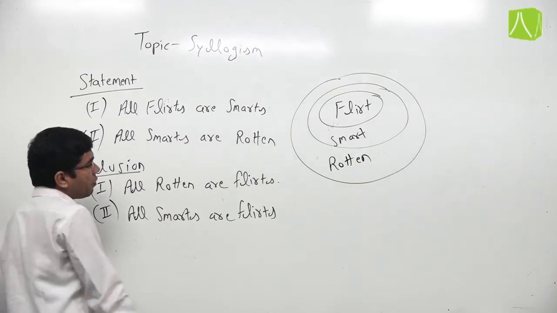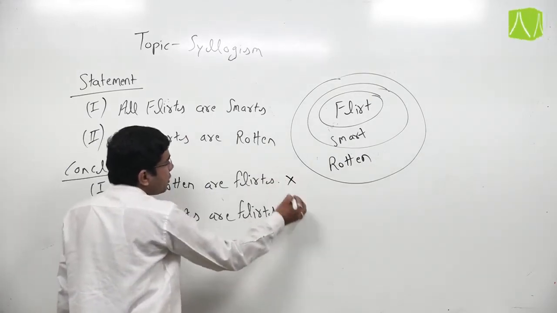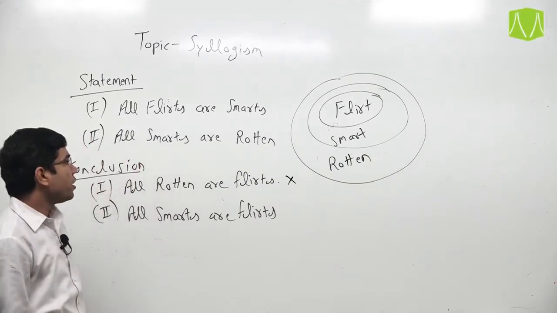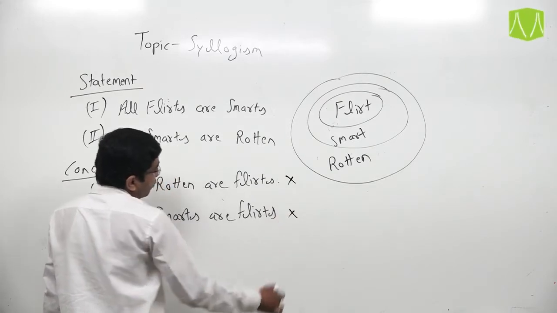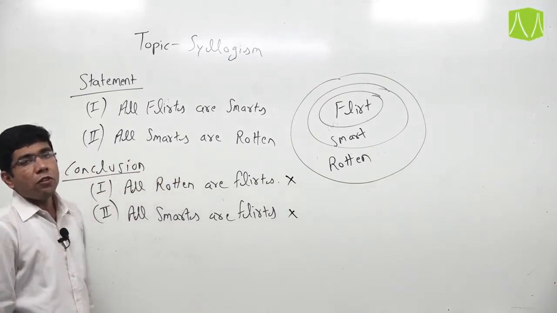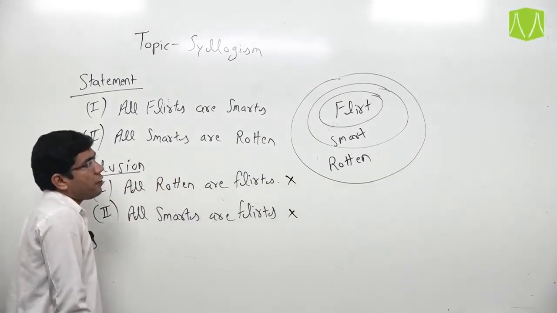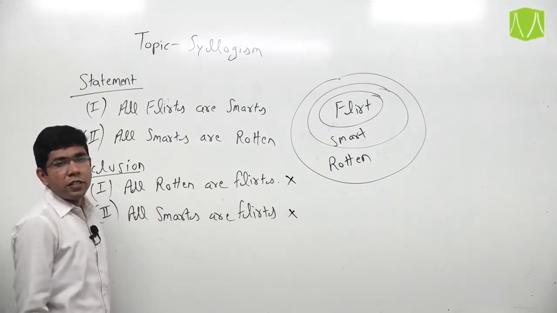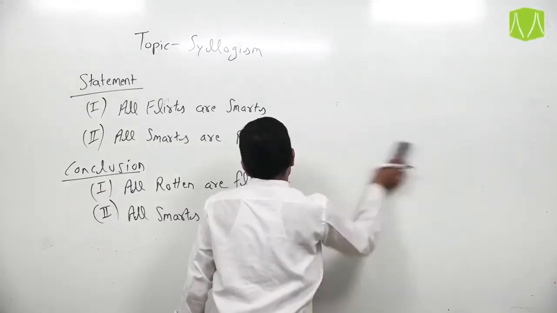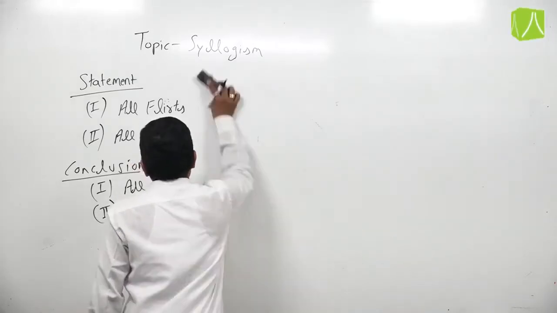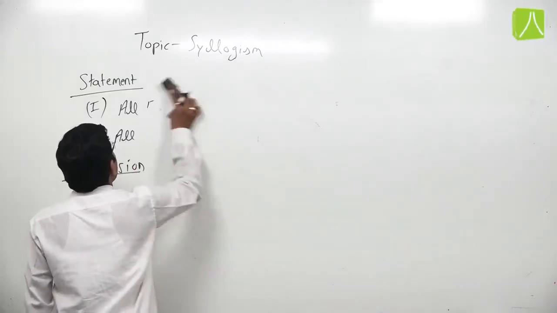Now, all rotten are floods. With this diagram we can easily say that conclusion 1 is not correct. All smarts are floods. This conclusion is also not correct. So for this question our answer should be both the conclusions are wrong. Now take the next example.